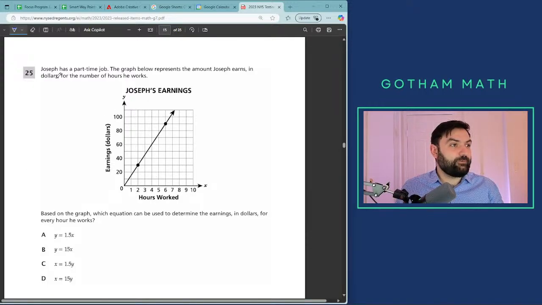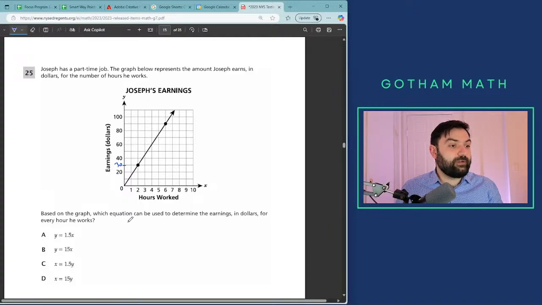We see a graph, right? And we read: Joseph has a part-time job. The graph below represents the amount Joseph earns in dollars for the number of hours he works. So this represents how many hours. This is the earnings in dollars. And we can clearly say that in 2 hours he makes $30, right? So that means that if we can plug it in, so actually let's read the second line here.